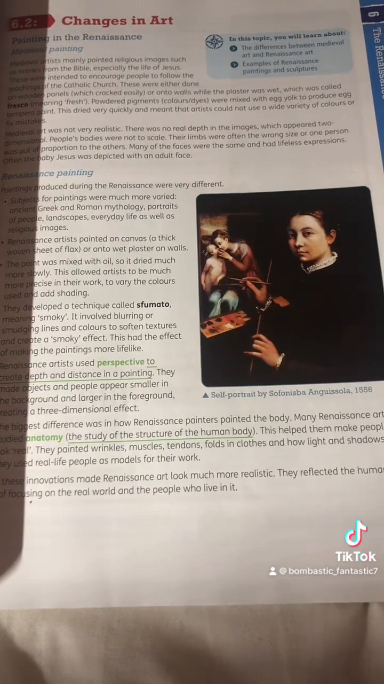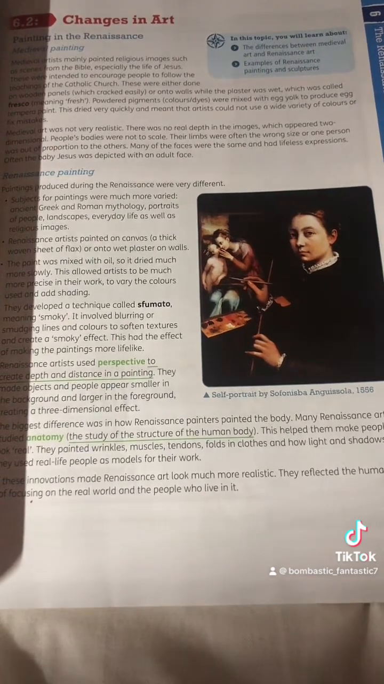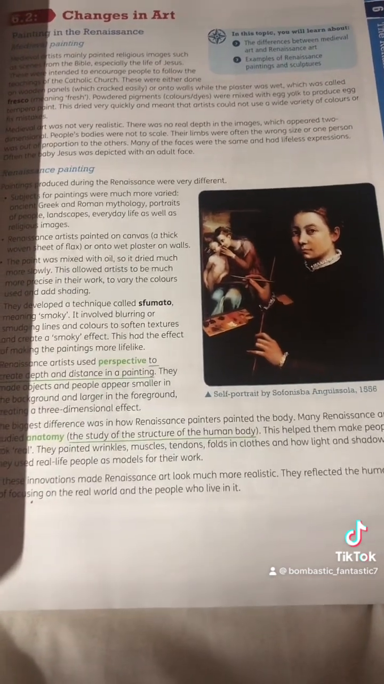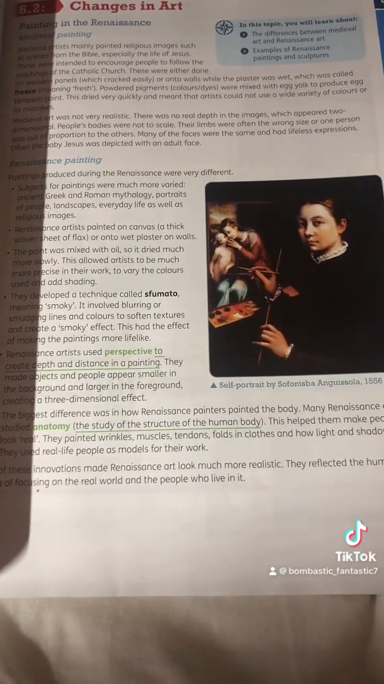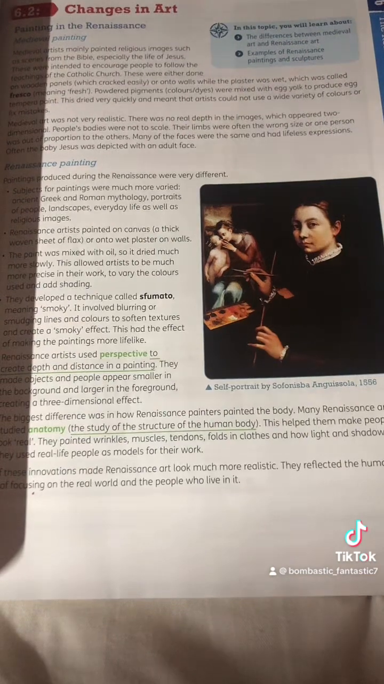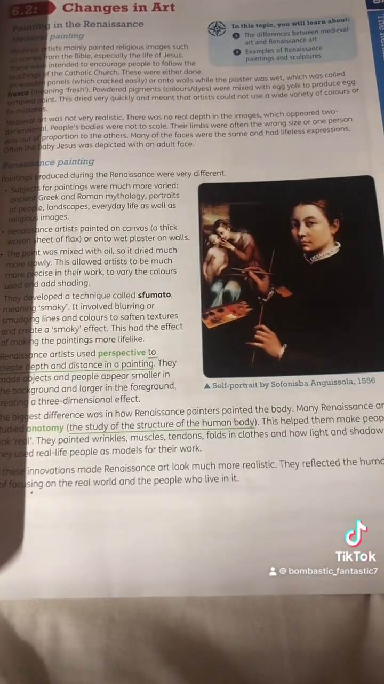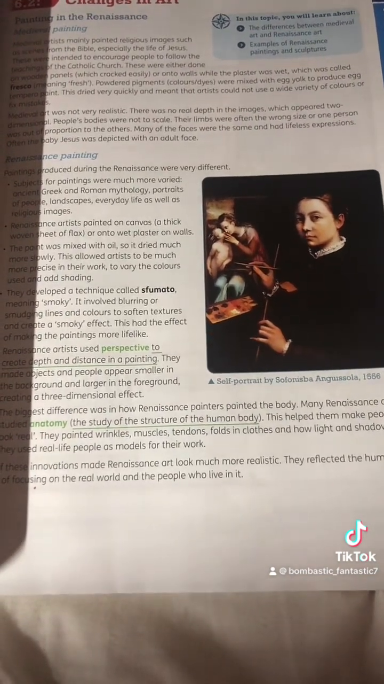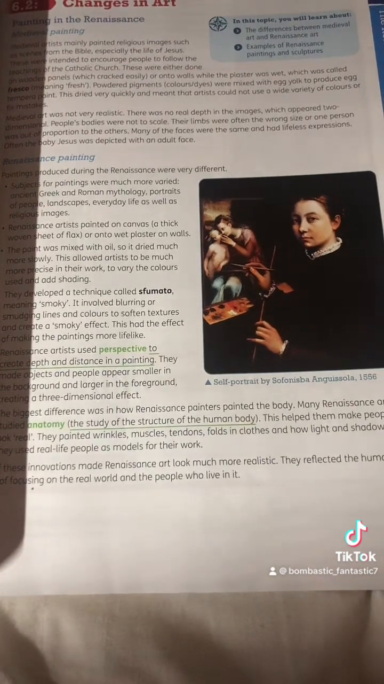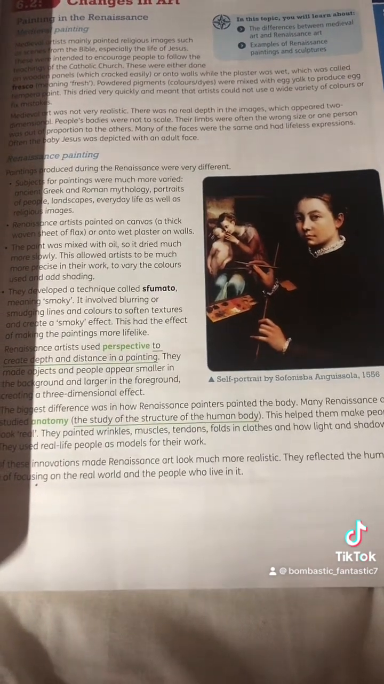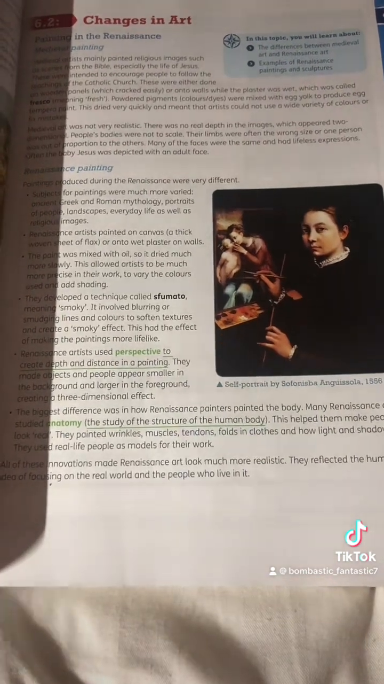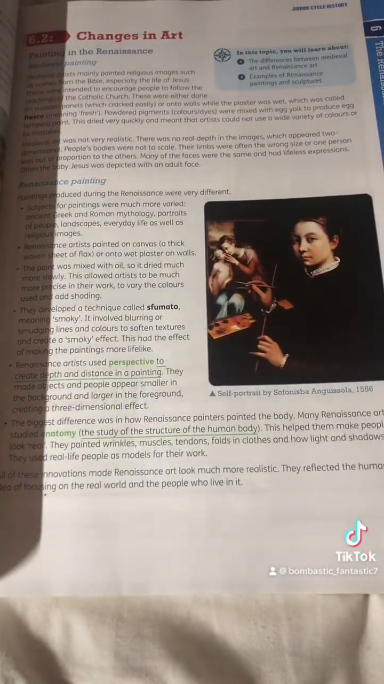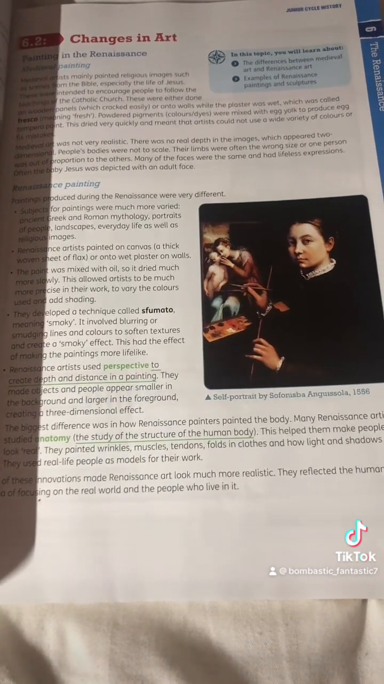Medieval art was not very realistic. There was not real depth in the images, which appeared flat. People's bodies were not to scale. Their limbs were often the wrong size, or one person was out of proportion to the others. Many of these faces were the same and had lifeless expressions. Often the baby Jesus was depicted with an adult face.